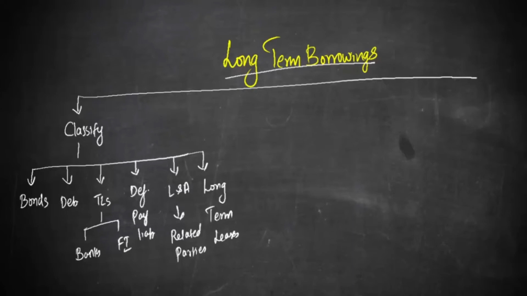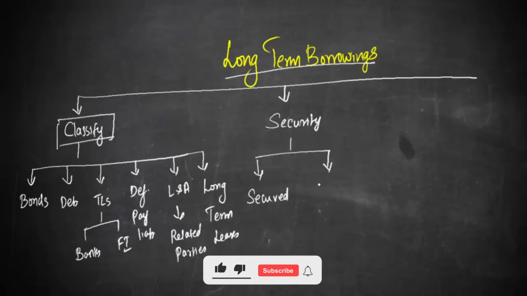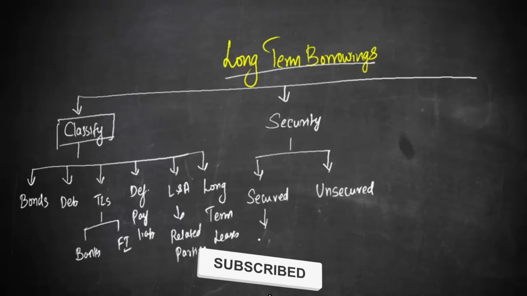Then this is a classification based on the type of the instrument. We can also classify the long-term borrowings on the basis of security. On the basis of security, we can classify the long-term borrowings as secured borrowings, where securities are given, and as unsecured borrowings.